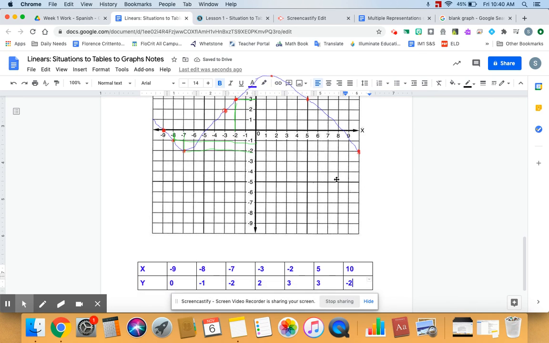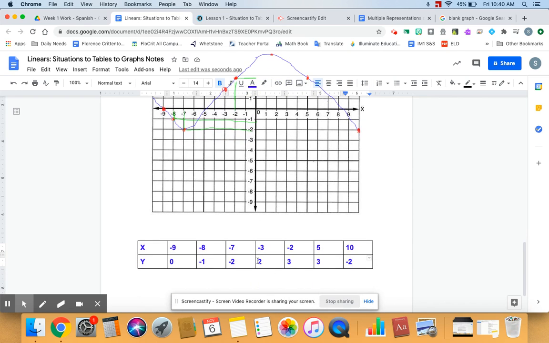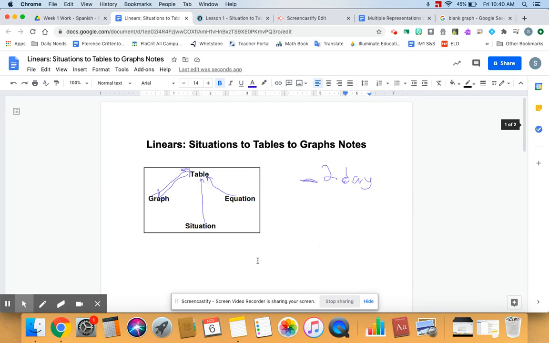So now all the points that I can tell easily on this graph, I put into a table. And that's just how you would go from the graph to the table.